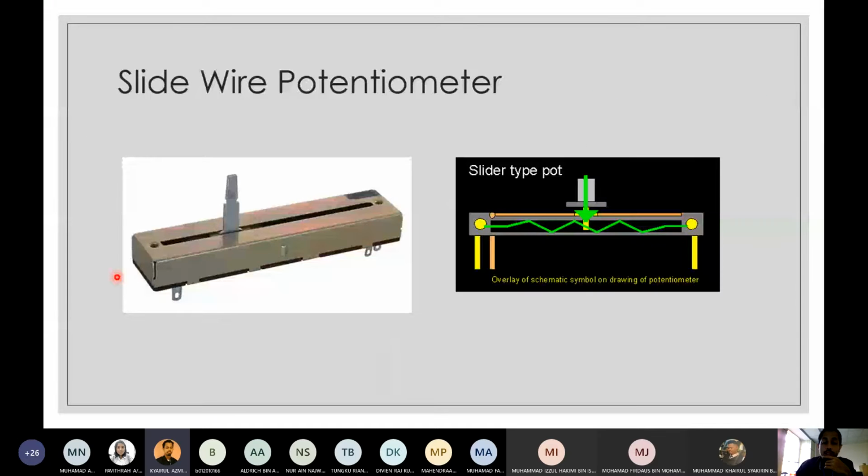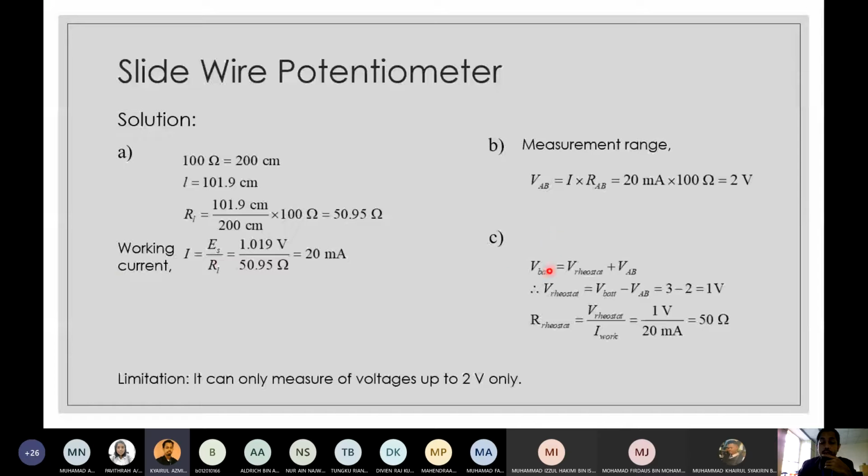So, we know that the voltage of the battery is equivalent to the voltage across the rheostat plus the voltage across the slide wire. So we modify the equation to find that the voltage of the rheostat must be 1 volt since the voltage of the slide wire is 2 volts. And again, we apply Ohm's law to determine the variable resistance value, which should be set to 50 ohms. So this is how we calibrate a slide wire potentiometer.